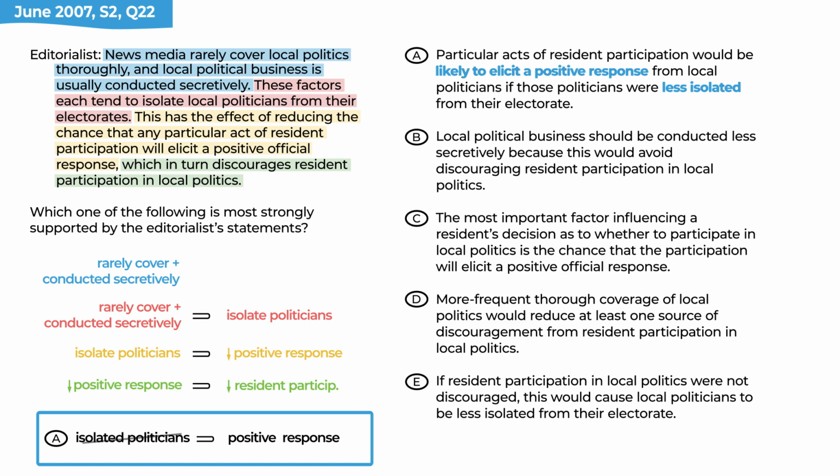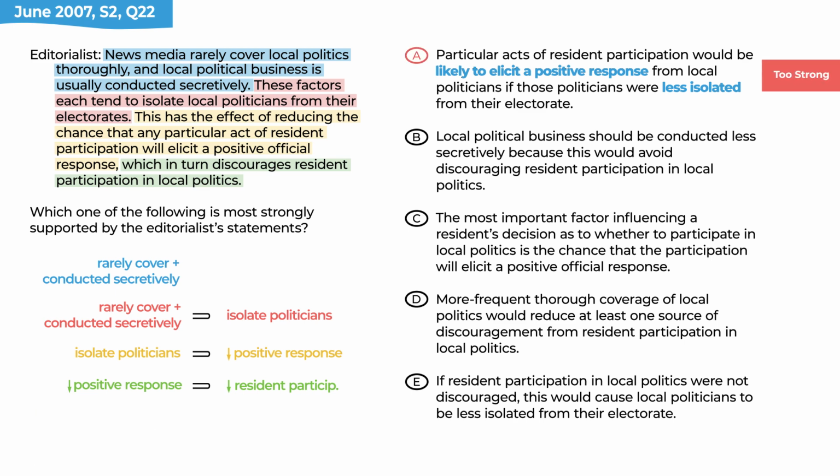So it almost looks like answer choice A represents a negation of the relationship, which in causal language, that actually could work because if isolating politicians causes a lower chance of a positive response, then if we can remove that thing that's creating the lower chance, then we should have a higher chance of a positive official response. But having a higher chance of a positive official response is not the same as saying that we will likely have a positive response. So answer choice A is going just a little bit too far, and it's too strong.